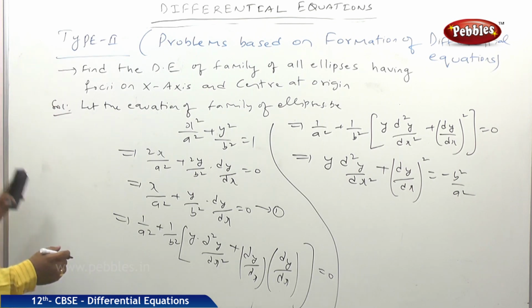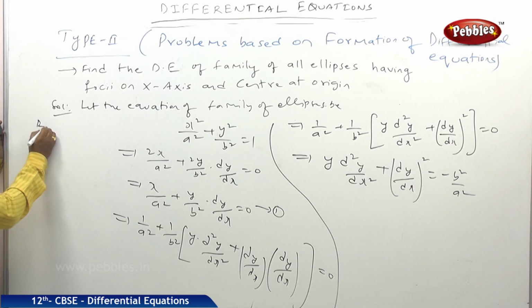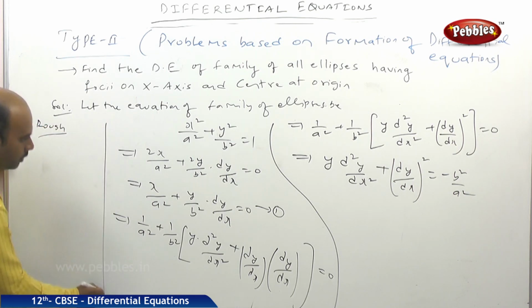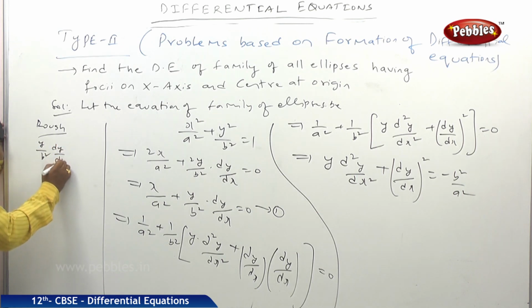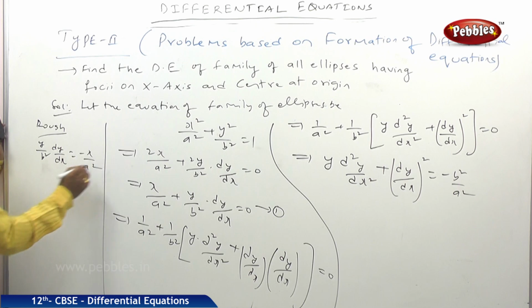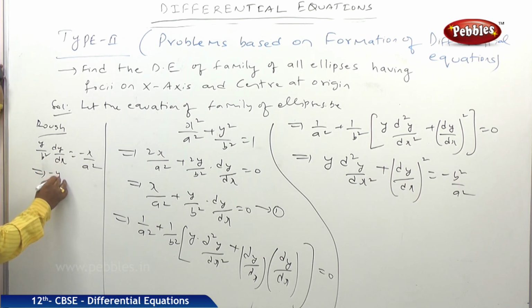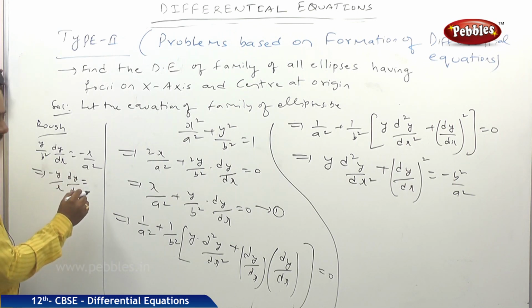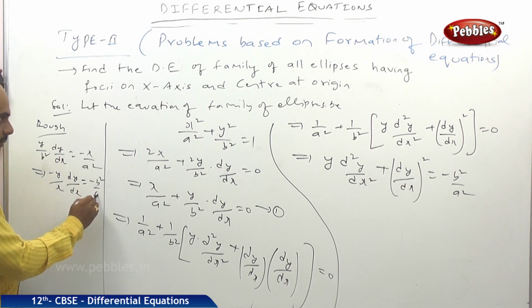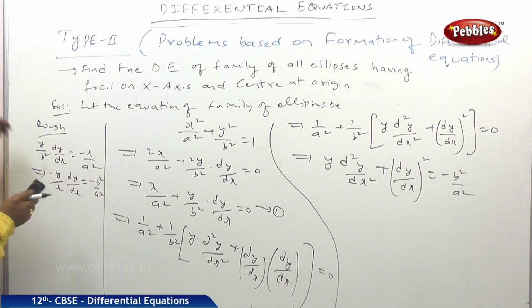So here what I will be doing, roughly, I will be taking over here. I think you will be getting a proper vision also. So y by b square dy by dx is equal to minus x by a square. So finally what happens? I'll write like this: minus y by x dy by dx is equal to minus b square by a square.